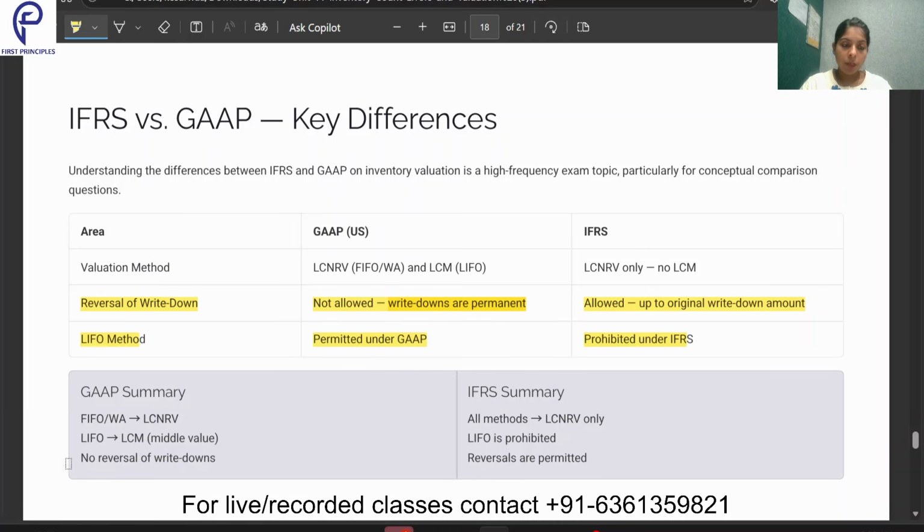So again, one important point highlighting the same thing again and again: no reversal of write downs under US GAAP, and reversal of write downs are permitted in IFRS. Then LIFO is prohibited in IFRS, whereas LIFO and FIFO both are allowed in US GAAP. Okay.